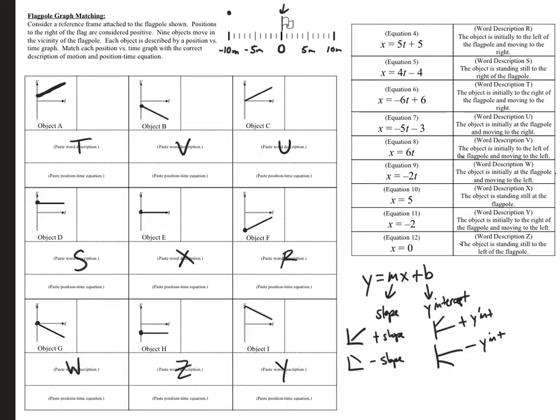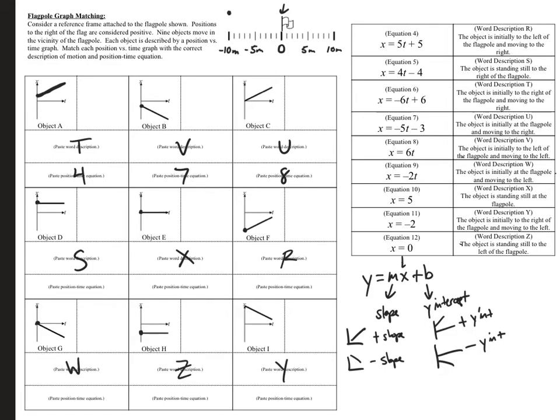So let's look at object A. It's sloping upward, so I should get a positive slope, and it is also starting above the x-axis. So my y-intercept should also be positive. So M and B should both be positive. That's equation 4. What about object B? Sloping downward, so my slope should be negative, and it's also starting below the x-axis, so my y-intercept should be negative. That is equation 7. Object C starts at 0, so there's no y-intercept. Starts at 0, but it slopes upward, so my slope should be positive. That's equation 8.